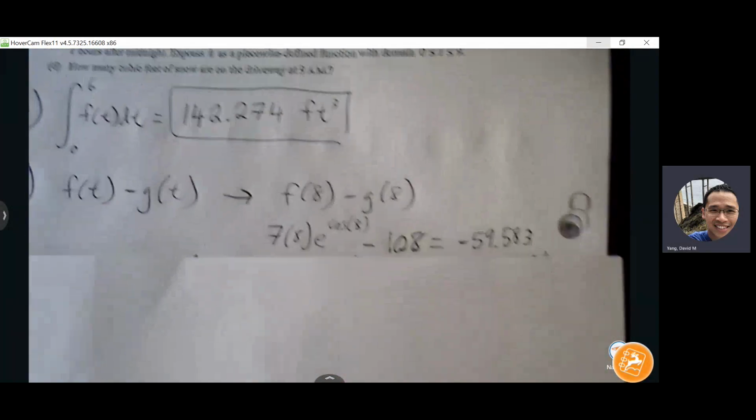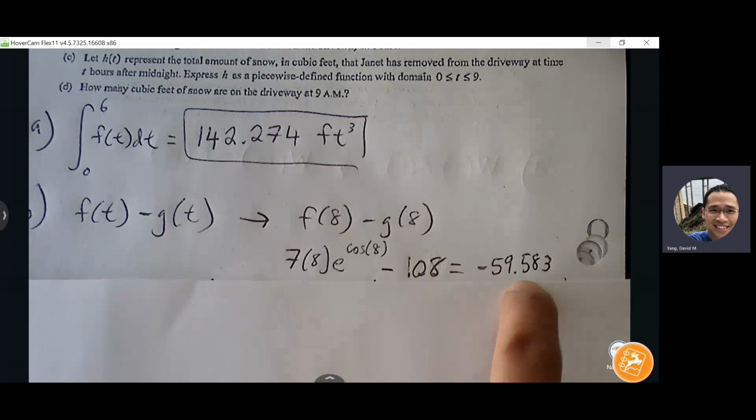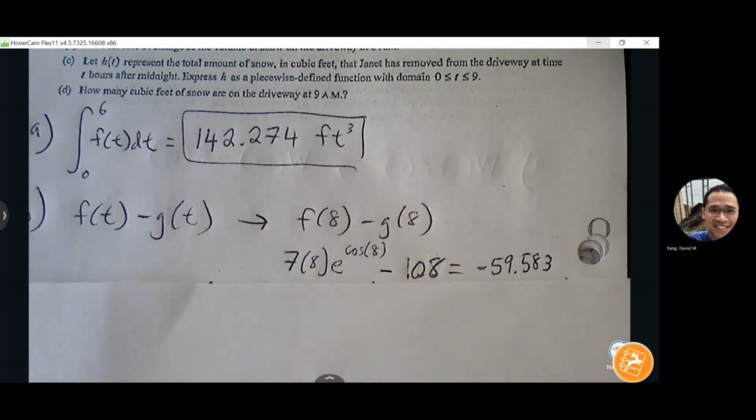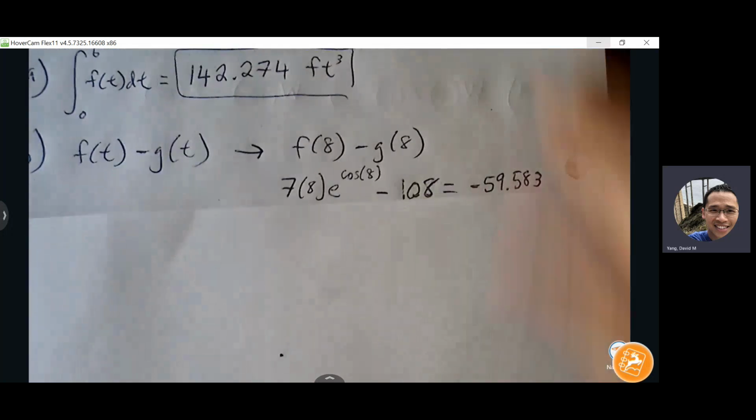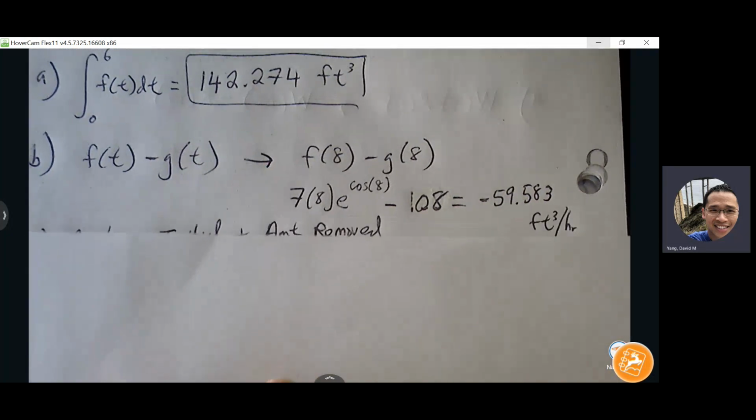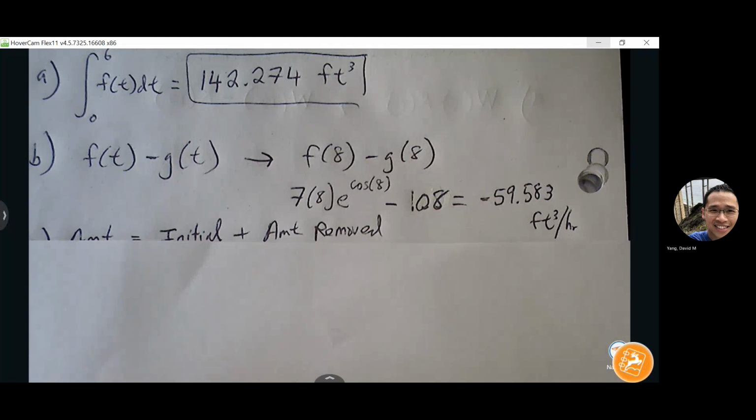So what does that tell us? That negative 59.583 tells us that the rate of change of the snow is what? Decreasing. Yep. So Janet's work is making an impact there. It's decreasing. Okay, cubic feet per hour.